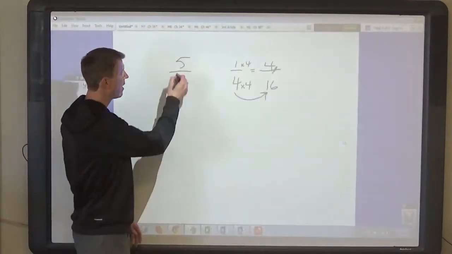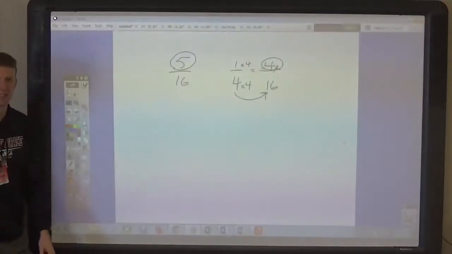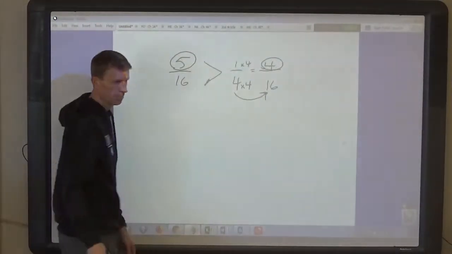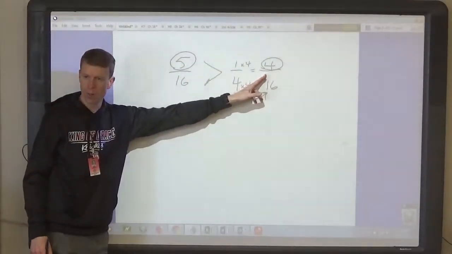Then if we have 5 out of 16 versus 4 out of 16, which one's bigger? Darren? 5 out of 16. 5/16. So we use the greater than sign. 5/16 is greater than 1/4 or 4/16.